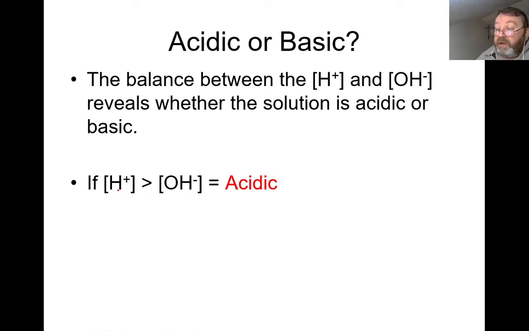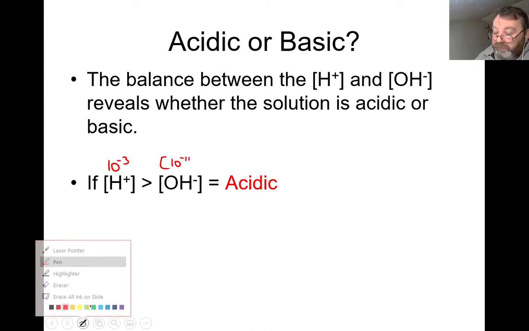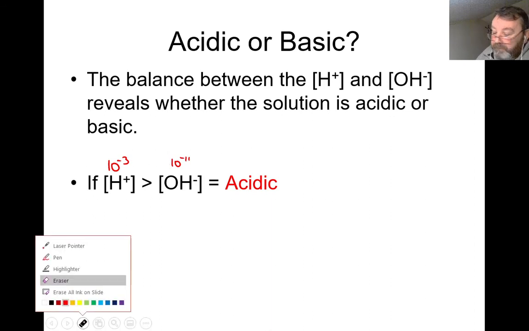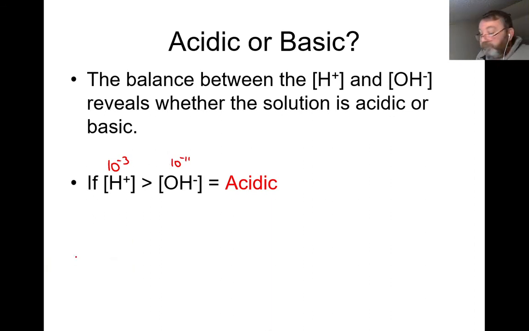So if your concentration of H plus is greater than OH minus, it'll be acidic. For example, if this is 10 to the minus 3, this one here will be 10 to the minus 11. Don't need brackets in it, it's just an example. That's that one. Next one.